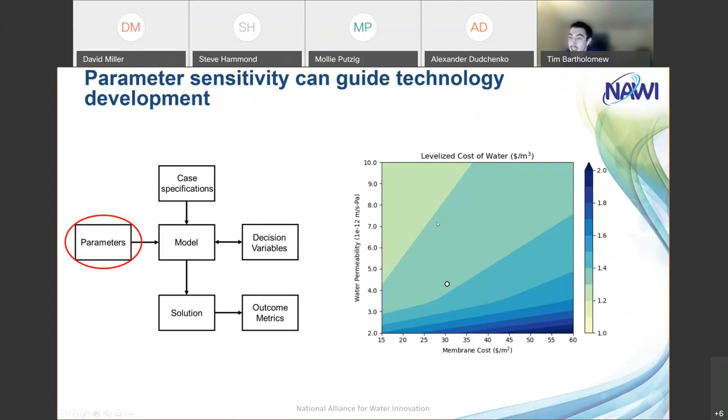Usually new novel materials cost more. And so we can see if they both increase, if it actually reduces the levelized cost of water for the full process, and can establish guidelines on the limit of membrane cost increase for some increase in water permeability.